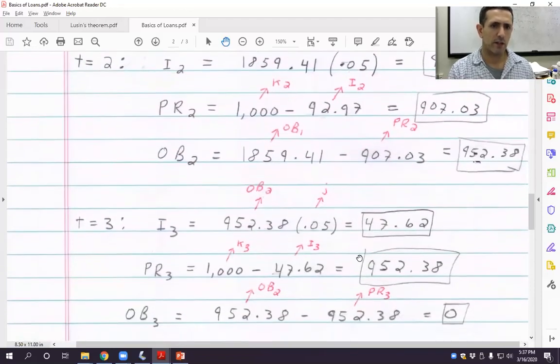And just like before, you may not necessarily get exactly 0 here, but you get something very, very close to 0.